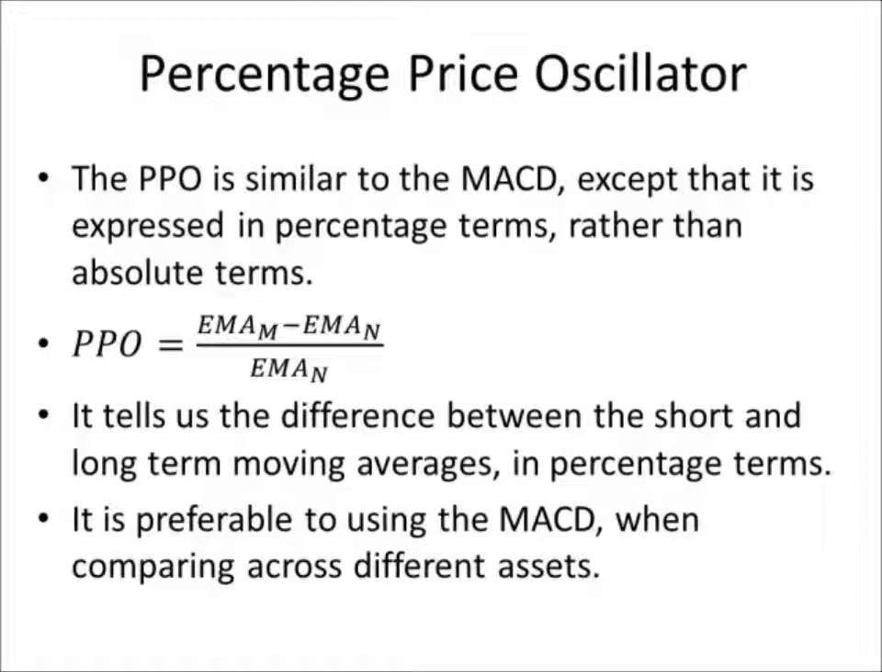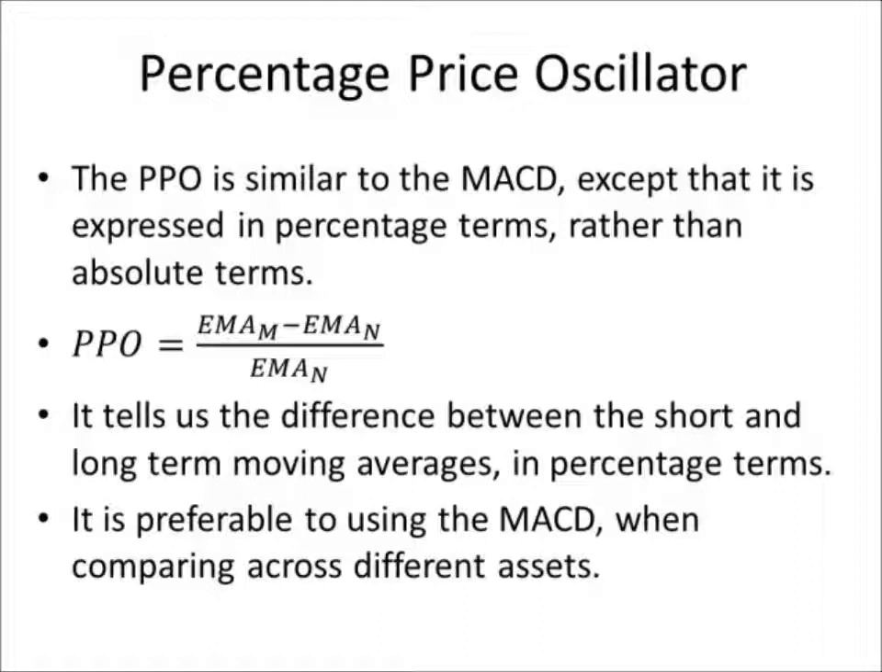But with the PPO, because it's in percentage terms, we can do that. By putting it in percentage terms, it standardizes it so that we can compare it across different assets. So not just if we use two indices, but if we have two different stocks, or many different stocks within an index that we want to compare. The PPO is a way for us to express the MACD, the same thing that the MACD is telling us, but in a way that allows us to compare it to other assets.